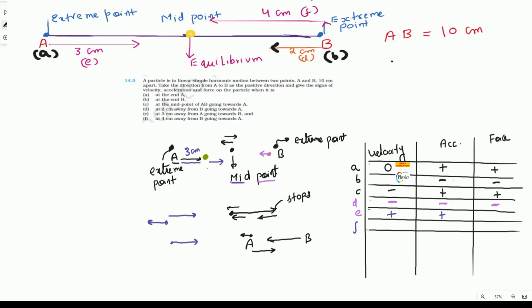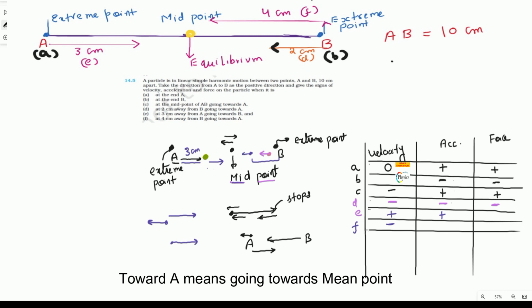Let's go to F. At 4 centimeter from B, going towards A. So you are at 4 centimeters from B going towards A. If you are going towards A, anyway your velocity is going to be negative because the negative velocity is from B to A. And since you're moving towards the midpoint, so if you are here, which is 4 centimeters, you're moving towards the midpoint, right? Anybody moving towards the midpoint, you don't have to worry. You just need to see from where to where. So B to A is again negative, and the force also is going to be negative.